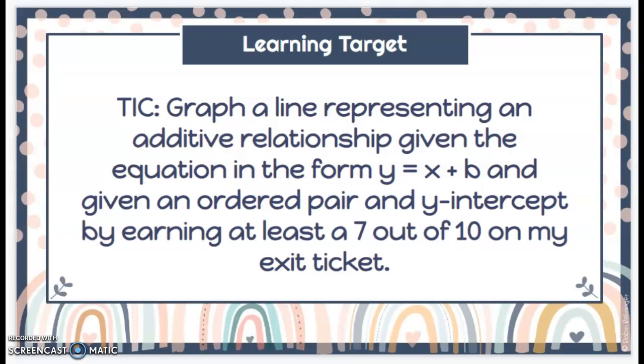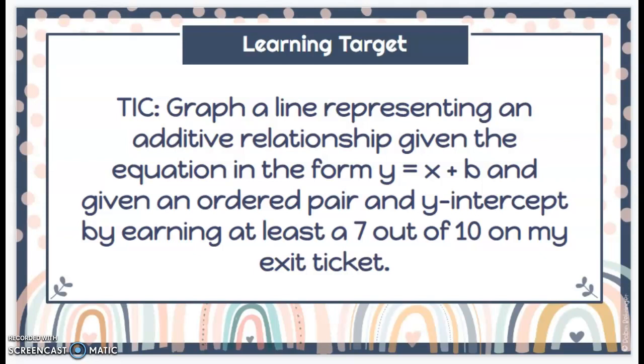Your learning target for today is that you can graph a line representing an additive relationship given the equation in the form y equals x plus b and given an ordered pair and y-intercept by earning at least a 7 out of 10 on your exit ticket.